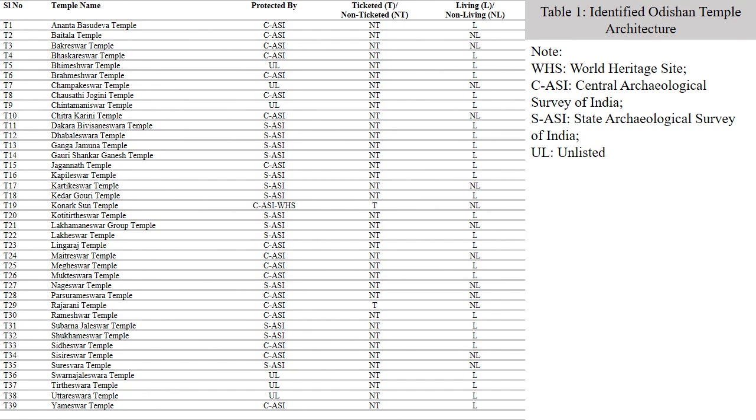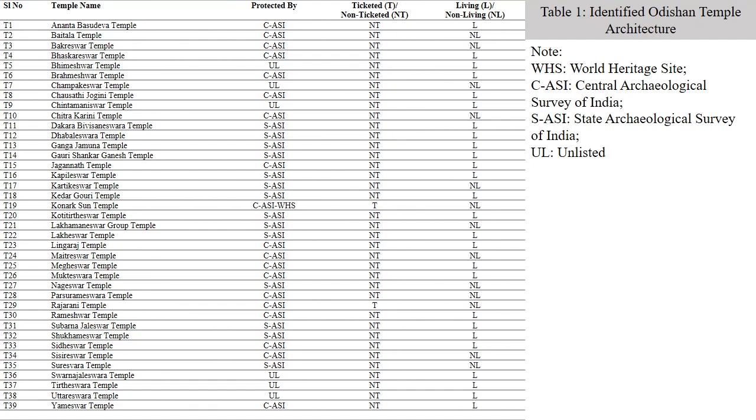Some of them are ticketed, which are dead. Here dead means there are no rituals or events performed inside or outside the temple premises. Among the selected 39 temples, 13 temples are not living, which include the Sun Temple at Konark, the World Heritage Site, whereas the other 26 temples are living and rituals are performed regularly.